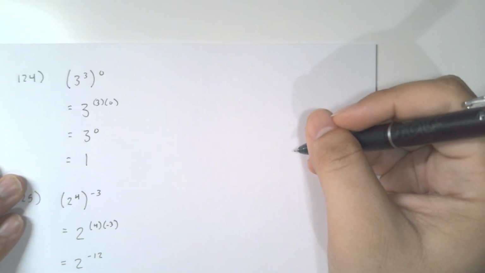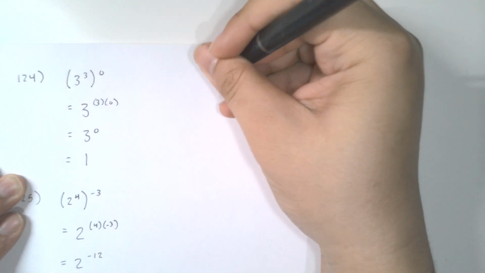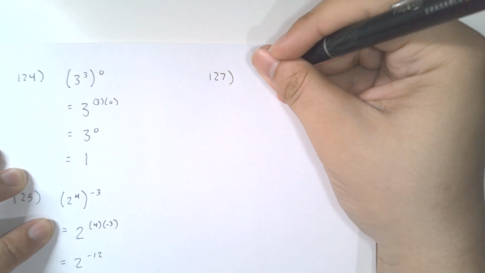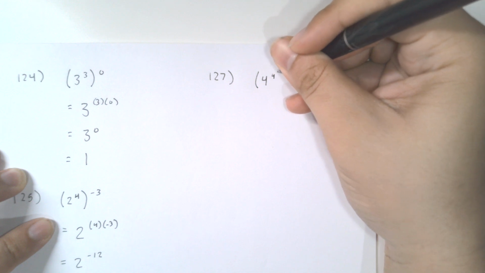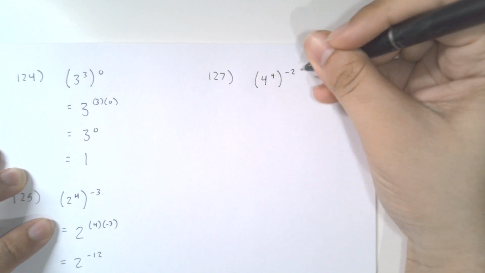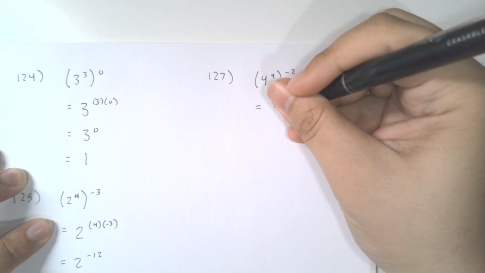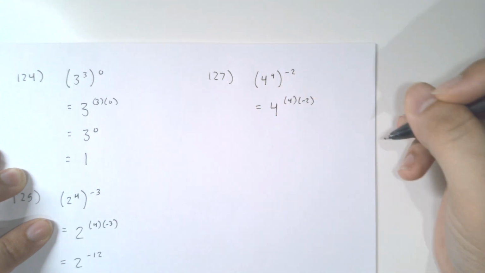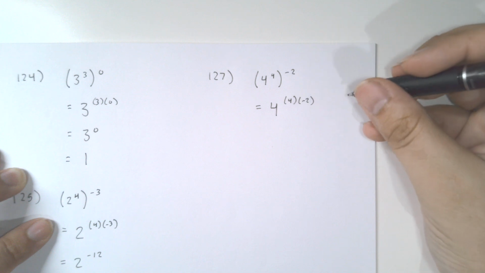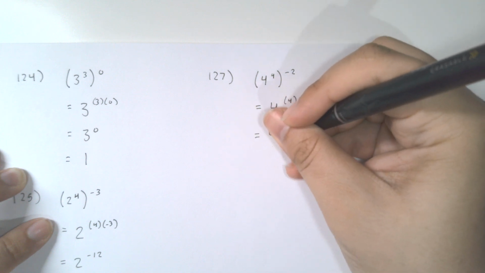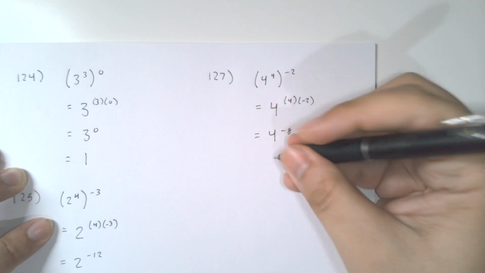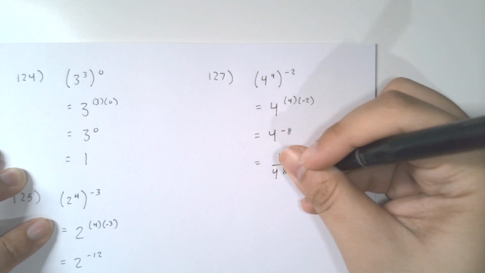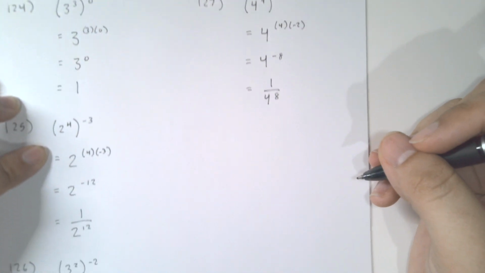On the next page, we have problem 127. So for number 127, we have 4 to the 4th power to the negative 2nd. This is equal to 4 to the power of 4 times negative 2. And 4 times negative 2 is negative 8. So we have 4 to the negative 8th power. And rewriting with a positive exponent, we have 1 over 4 to the 8th power.